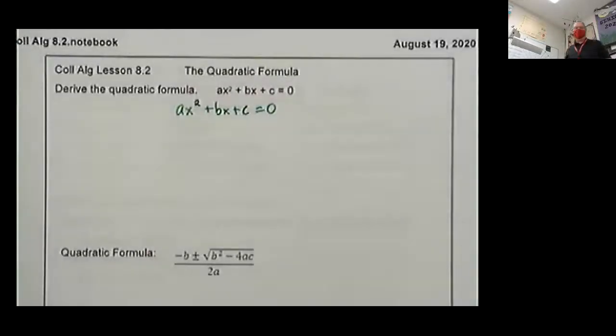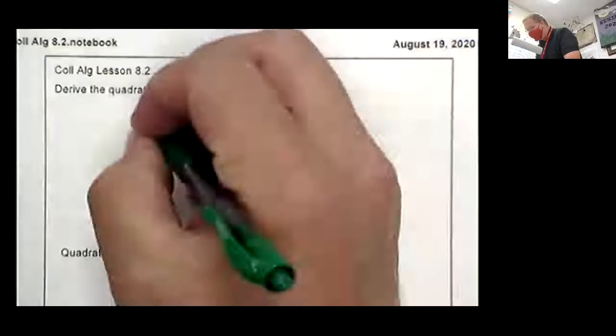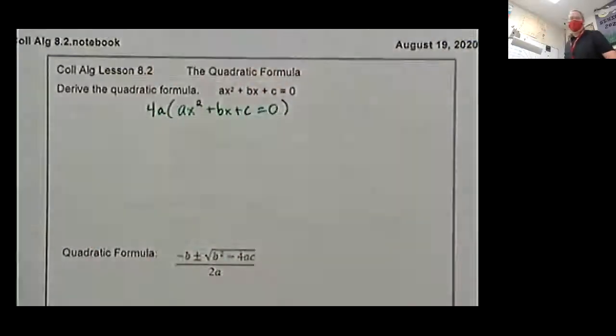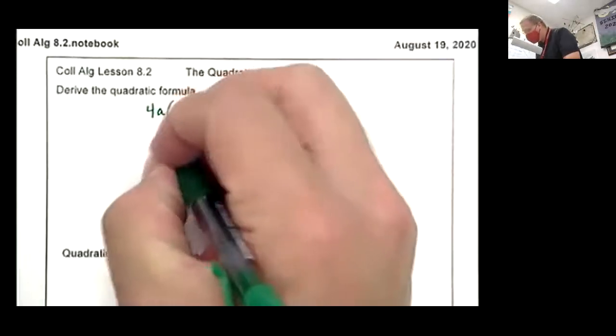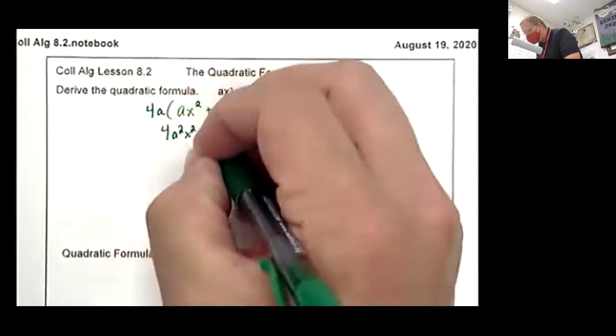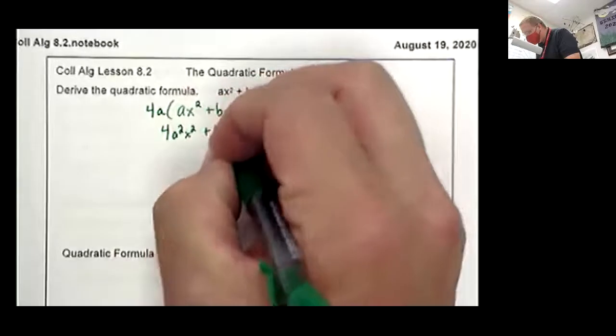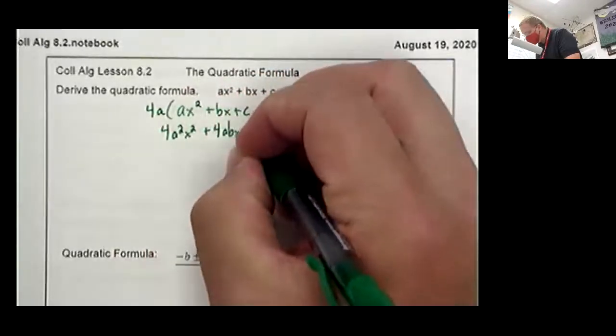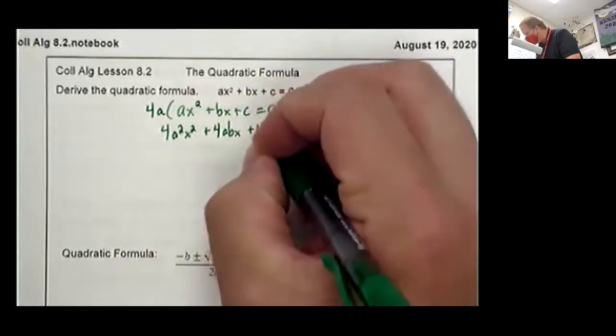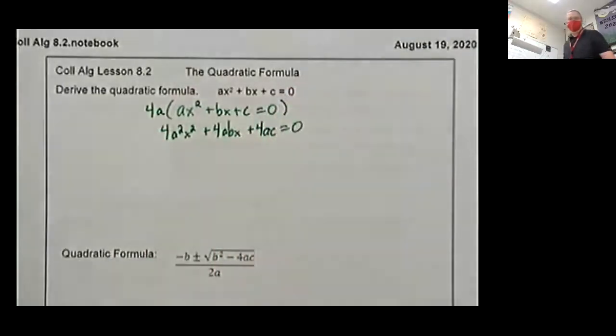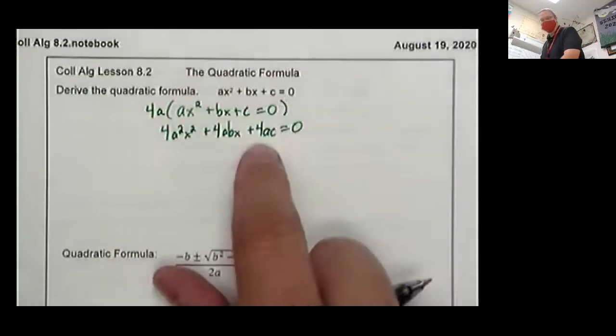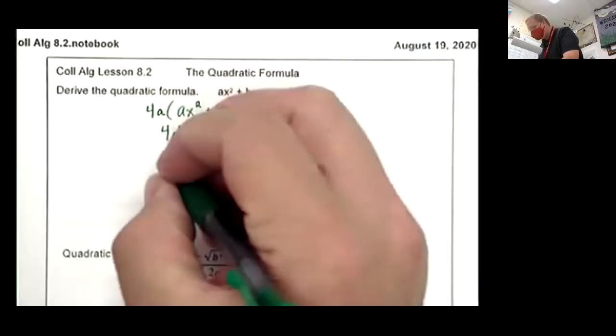The way we're going to get our formula is we're going to multiply everything by 4a. And we need to multiply everything by 4a so that we're able to complete the square. That gets us 4a squared x squared plus 4abx plus 4ac is equal to 0. Now we're going to complete the square. To complete the square, we need to move the constant term to the other side.